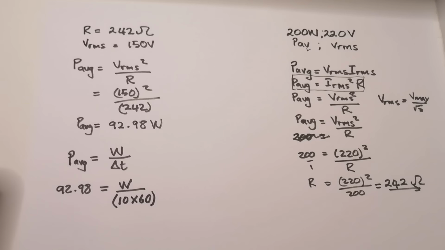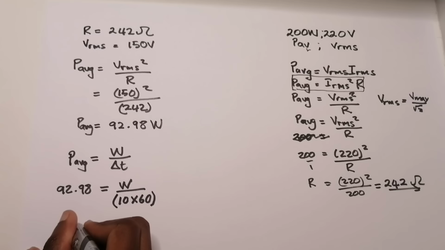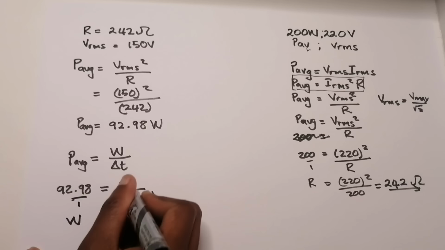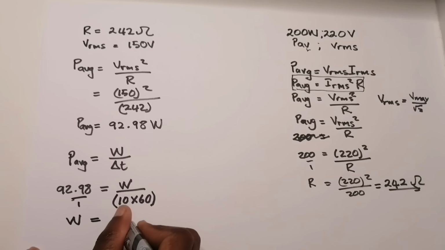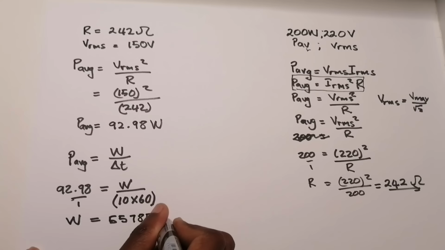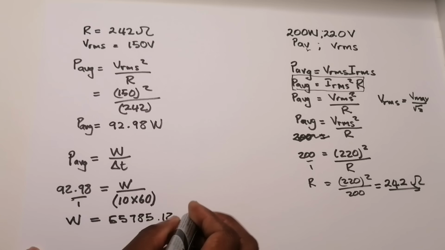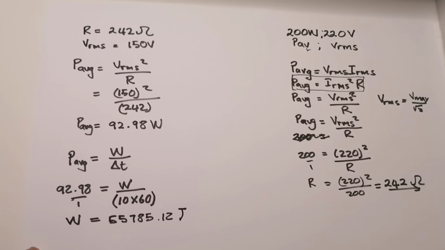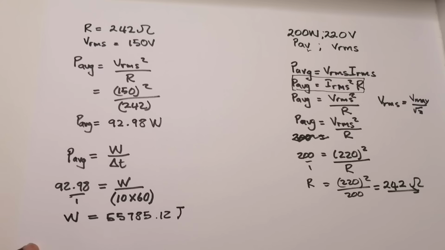So I'm going to take that answer and multiply by 10 times 60, and I get a value for the work done. When we cross multiply there, we are going to get 55,785.12, and remember, energy is measured in joules. So that's one way of doing it.